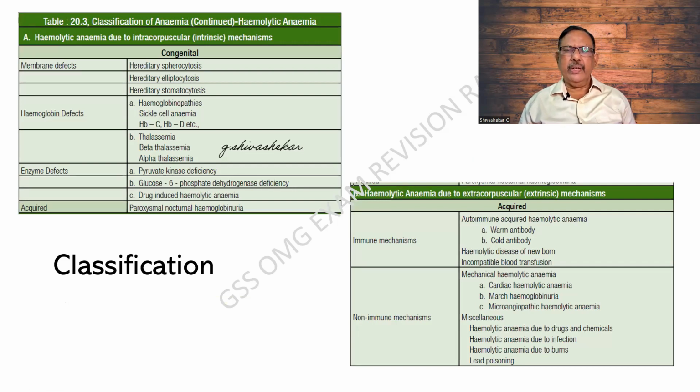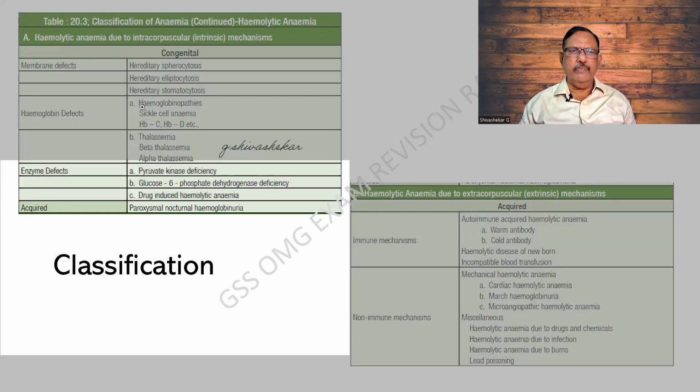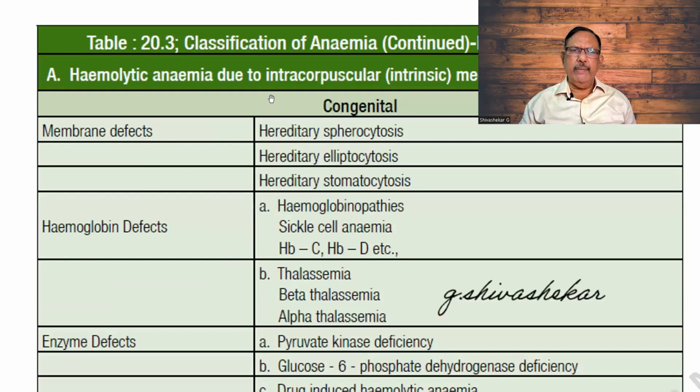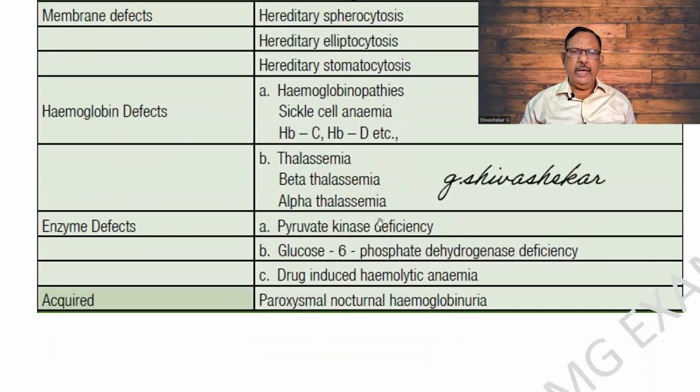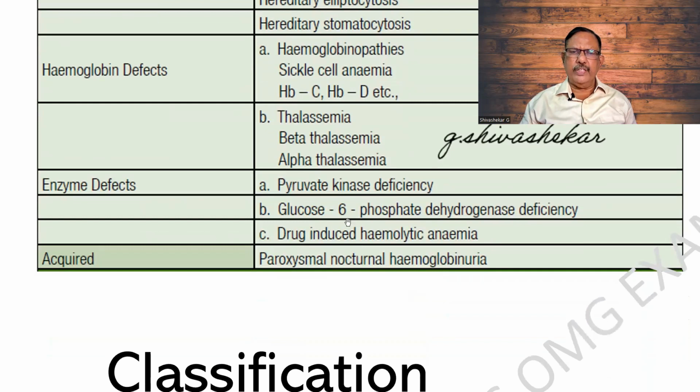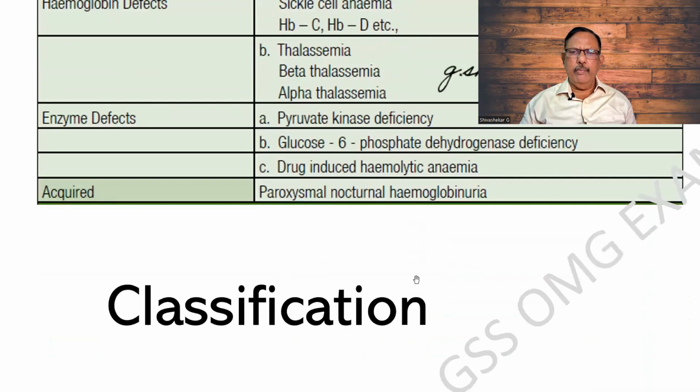The next one will be the classification of hemolytic anemia. I've already covered it. I'm repeating it because it is of paramount importance. Look at this, for example, it can be because of intracorpuscular defects. So within the RBC, it can be membrane defects as in these cases: spherocytosis, elliptocytosis, stomatocytosis. Hemoglobin defects as in the case of sickle cell anemia, hemoglobin C, D. Thalassemia, again beta and alpha. Enzyme defects, pyruvate kinase deficiency, G6PD. Any drug induced. And paroxysmal nocturnal hemoglobinuria.